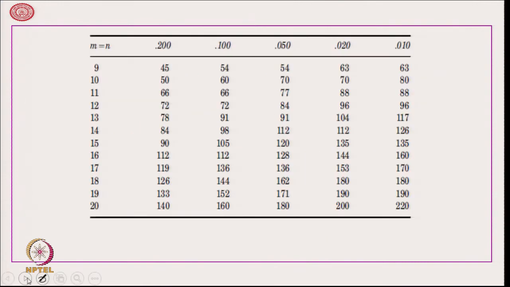Say for example, when m is equal to n, then for 9 to 20 the critical values are given for alpha equal to 0.2, 0.1, 0.05, 0.02 and 0.01. So, what does it mean? Let us consider m is equal to n is equal to 9, and let us look at the 5% level of significance. So, the value given is 54.